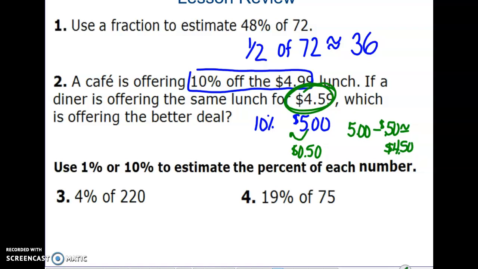So once again, we are doing a lot of estimating. 19%, we would probably change to being about 20%. 4%, you could think of it as being 5%. Whoops, I wrote that with my left hand. That didn't work very well. It's about 5%, so I could find 10% and cut it in half.